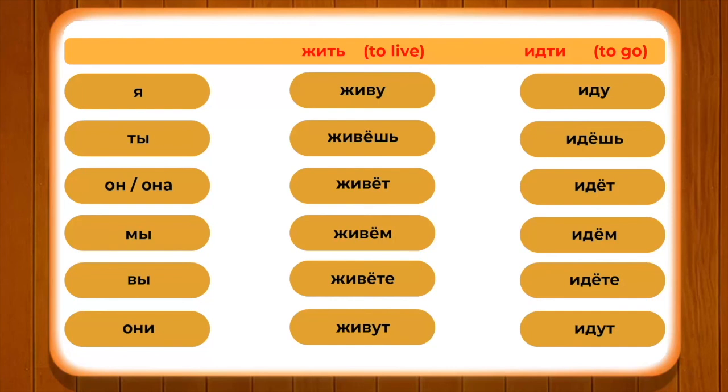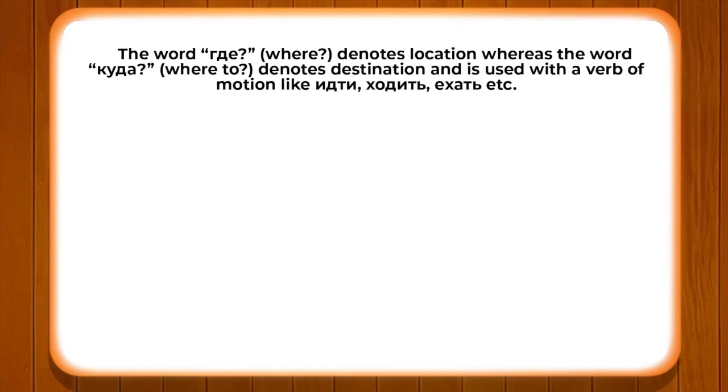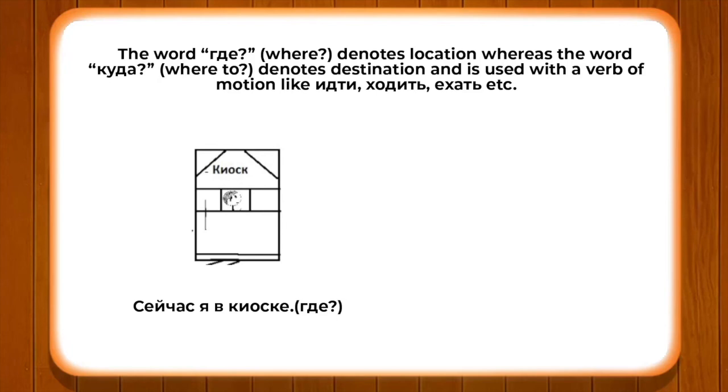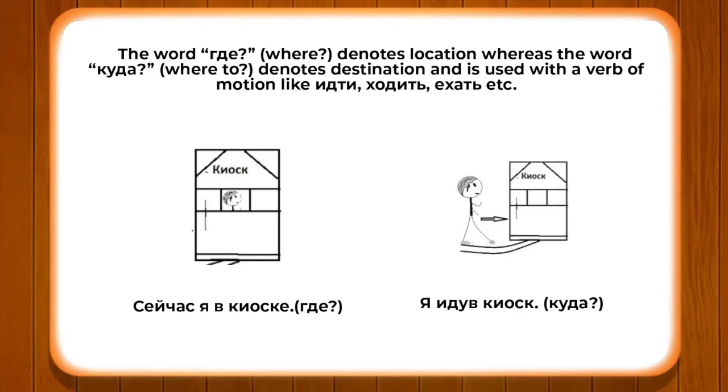Now let's pay attention to one concept which we have covered: где, which means where, denotes location, whereas the word куда, which means where to, denotes destination. So this is the basic difference. However, we have already covered it in the previous module, which was dedicated to глаголы движения, or the verbs of motion. Normally this kind of question you can be asked in the text, like: сейчас я в киоске. Where am I? I am at the kiosk right now. So сейчас я в киоске. Где? Куда? Я иду в киоск. Я иду в киоск. So this is the basic difference.